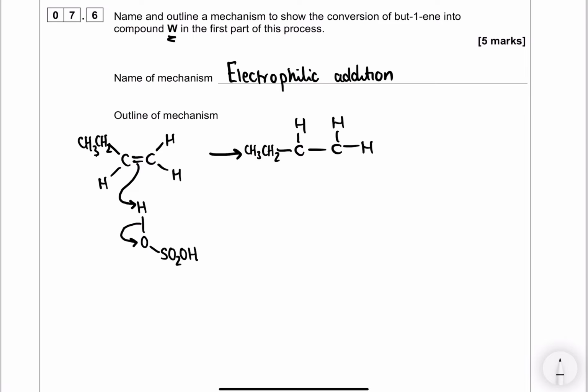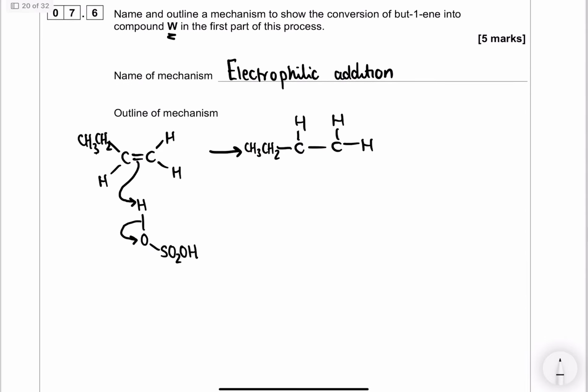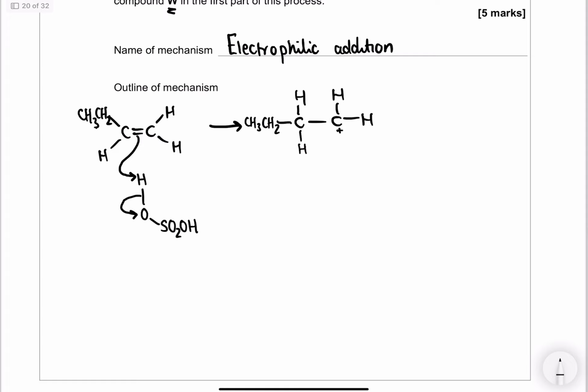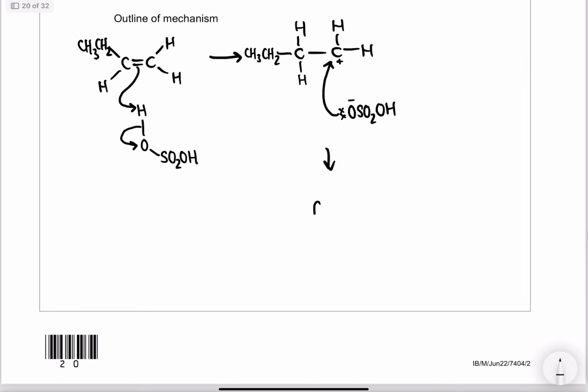Now, given that we want to form W at this point, we need to put the hydrogen on the left-hand carbon and the positive charge, the carbocation, on carbon number 1 because we're trying to form compound W. Now, this is the minor product, so we do just need to bear that in mind, that we're actually not drawing the product that we would normally think to draw. And this is giving us compound W.